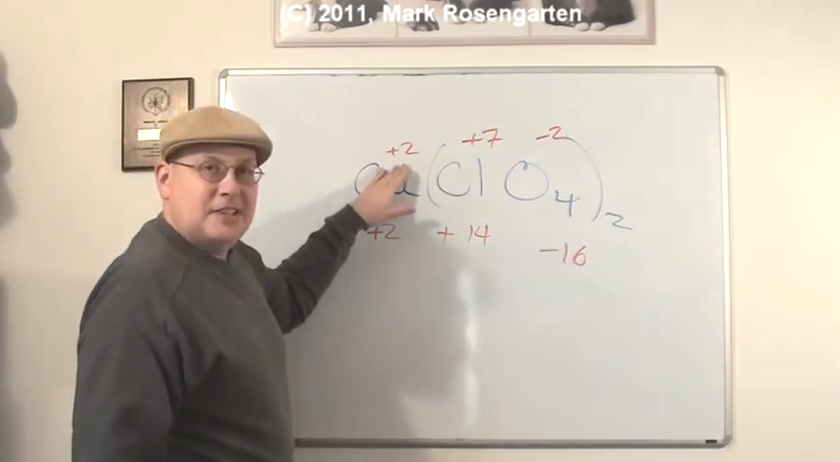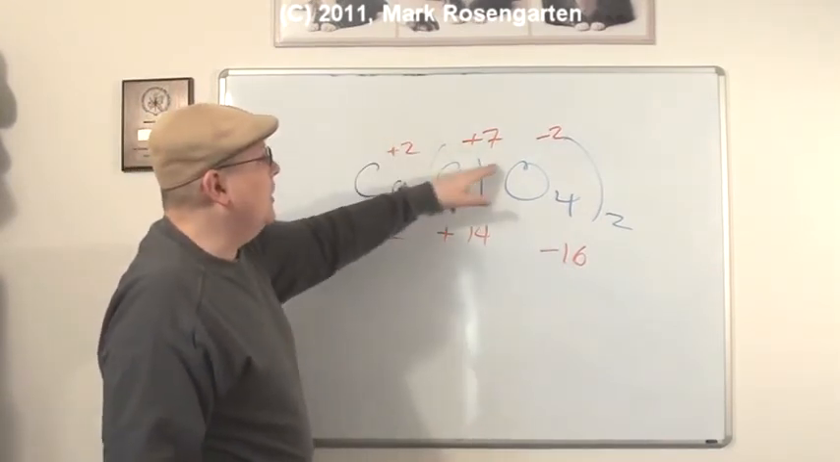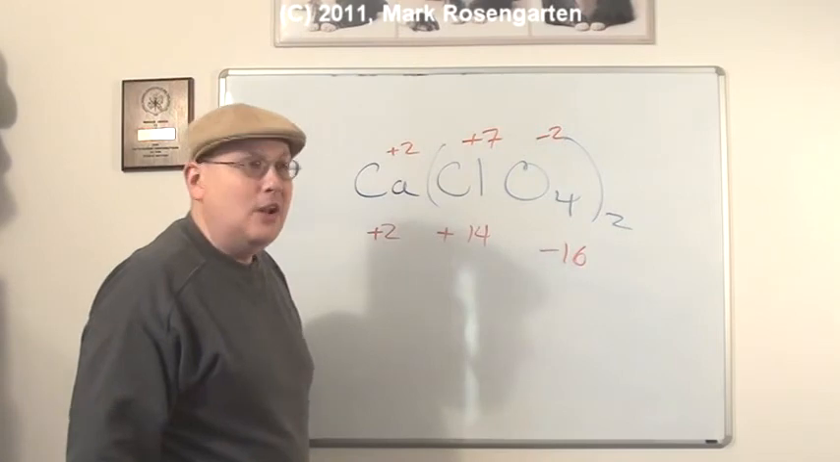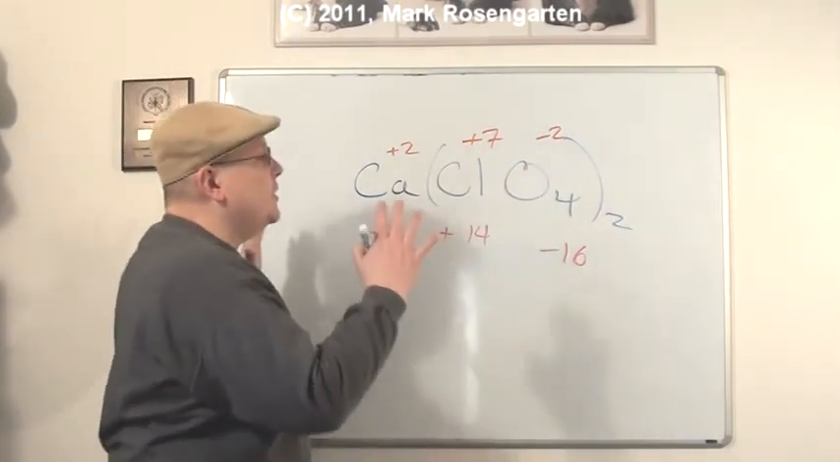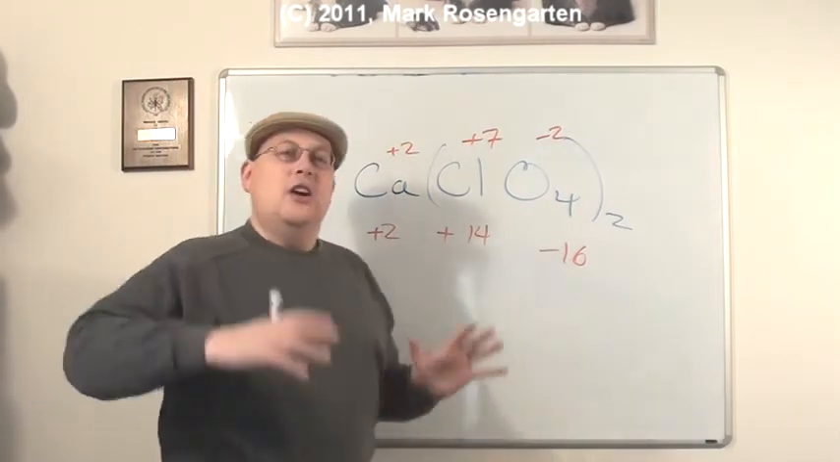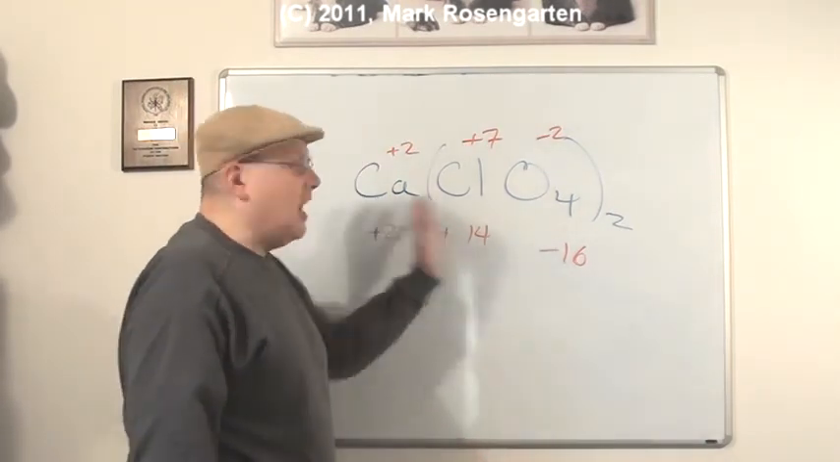So calcium's got an oxidation number of +2, chlorine has an oxidation number of +7, and oxygen has an oxidation number of -2. You can use this technique to find out the charge of any element in a compound.